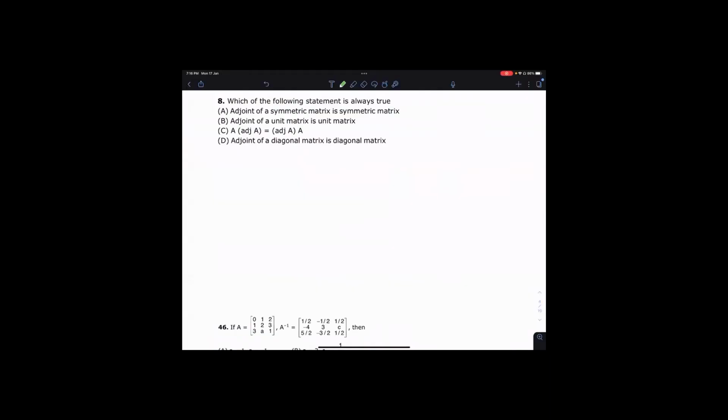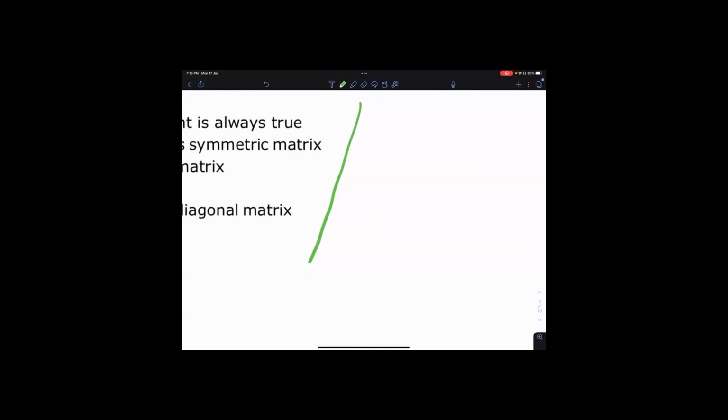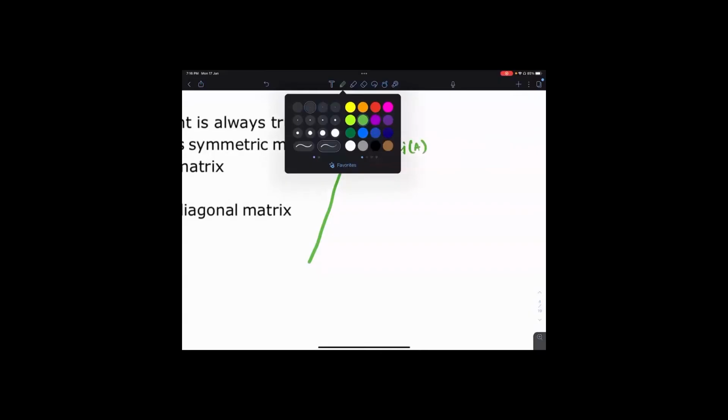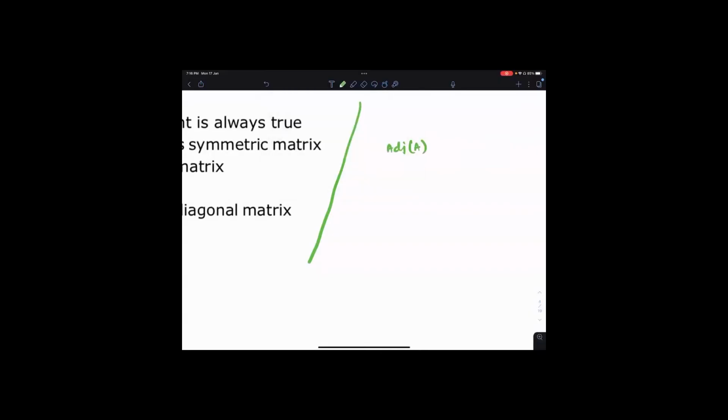Coming to this, which of the following statements is always true? Something they have given about adjoint. So I want to just revise what is meant by the adjoint of a matrix. You have to know about adjoint. Sorry, I can't explain the definition because of time; you see the definition and you will understand it yourself. But what we do with adjoint is, if you want to find the inverse of any matrix, you find the adjoint of that matrix divided by the determinant of that matrix.